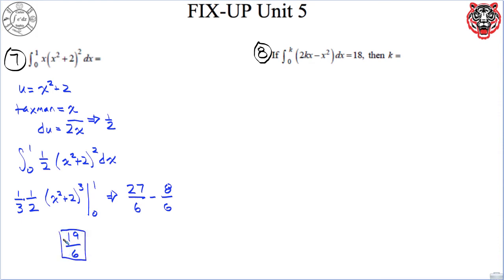Alright. And now to number 8. We haven't really seen a problem like this, but you might see it on the test. So hint, hint, here we go. If this thing is equal to 18, then find k. So let's just go through this problem and pretend that we are subbing in k, and then we'll solve for k once we have a cool equation from this.